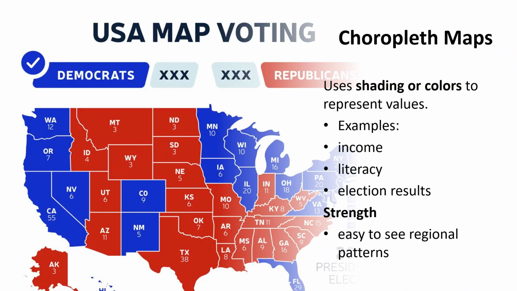Choropleth maps use shading or colors to represent values, as you can see in the picture. Any values can be used, and lots of different values can be represented on a single map. Income levels, literacy rates, or election results, which is what I'm showing, which lets you know which states voted Democratic or Republican in this election. The strength of this map style is it's really easy to see regional patterns.